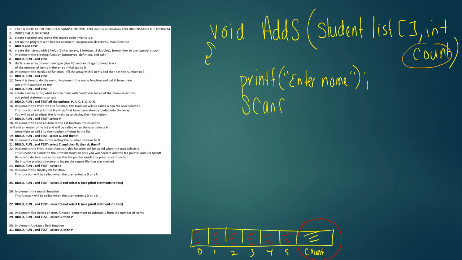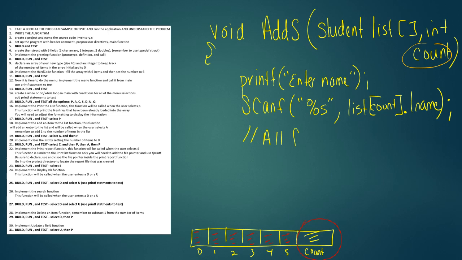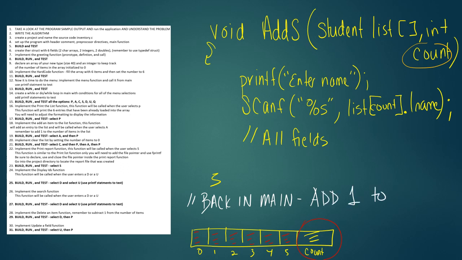scanf, %s into list at index count dot lname, and you would continue to do that for all fields. And then after the function is called, back in main, remember to add 1 to count. So that's how you add an item to your list.